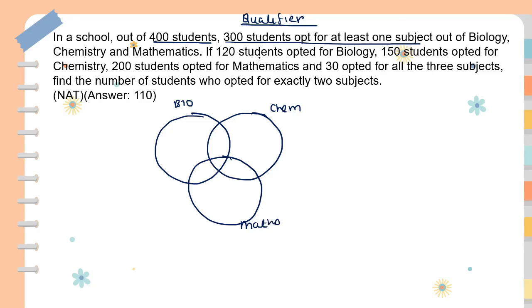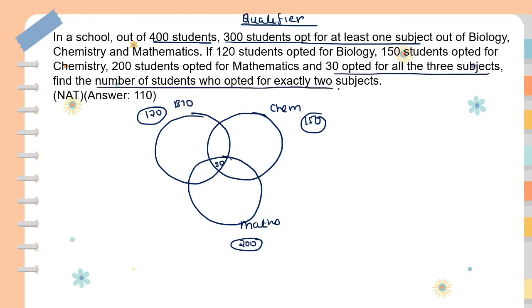So 120 students opted for bio, so here it is 120. 150 opted for chemistry, so 150 here. 200 opted for mathematics, so that's good. And 30 opted for all these three subjects, okay. So here this is 30. So we have to find the number of students who opted for exactly two subjects.